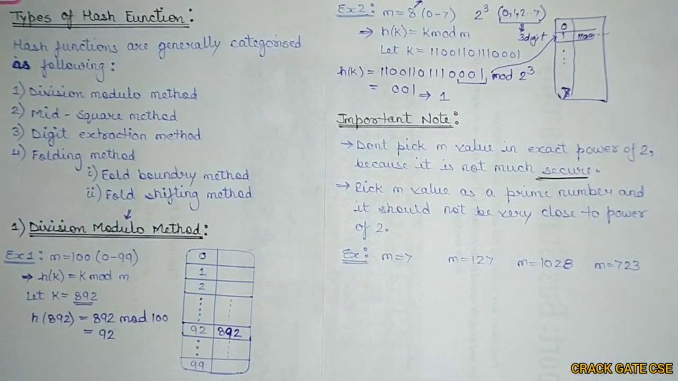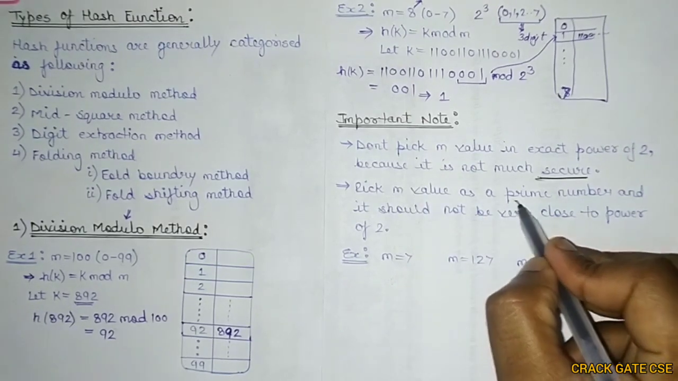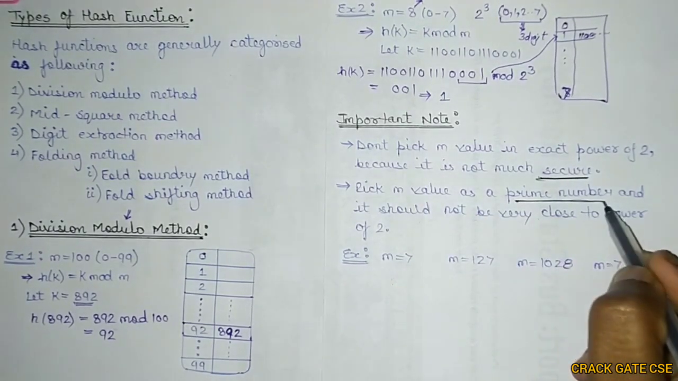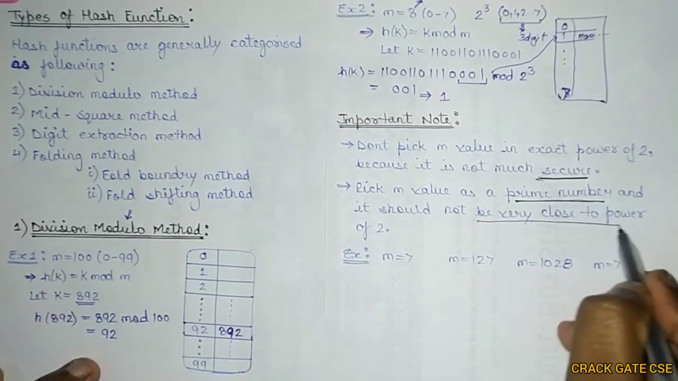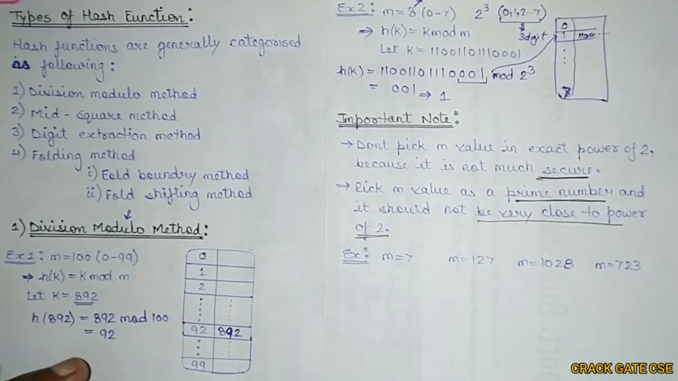So what is the suggestion? Pick the m value as a prime number. Try to take the m value as a prime number, and it should not be very close to a power of 2. That means try to consider a value of m which is not a power of 2, right?